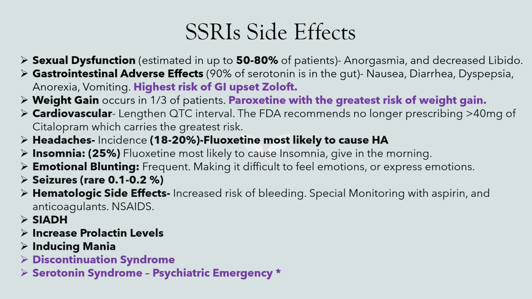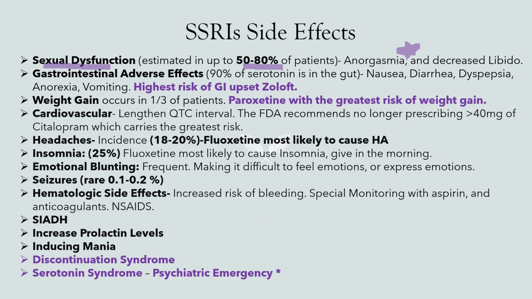What are the side effects of these medications? One of the primary reasons why patients stop taking these medications is because of the sexual dysfunction that is associated. It is estimated that in 50 to 80% of patients taking these medications, people are unable to have orgasms, and have decreased libido. This is really a high yield thing. One of the medications that you can go on if you are having this issue with SSRIs is an atypical antidepressant called Wellbutrin, which does not have the sexual dysfunction that is associated with SSRIs.